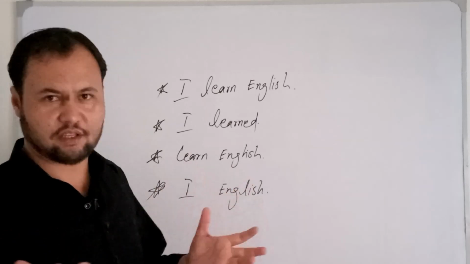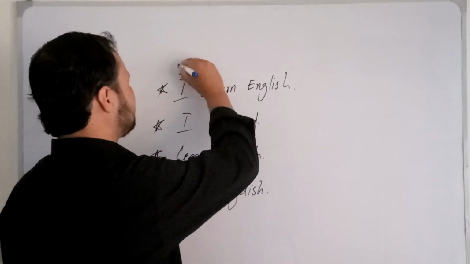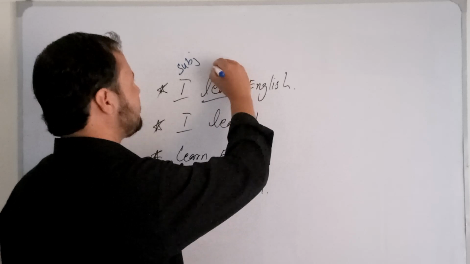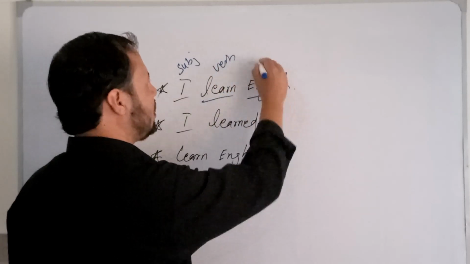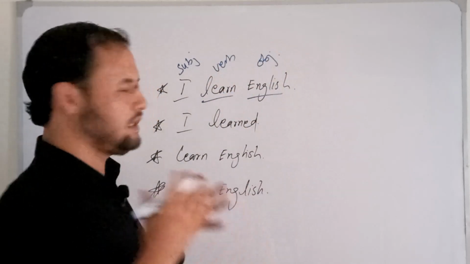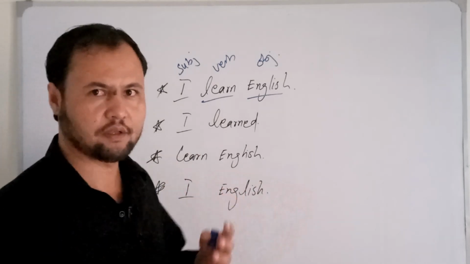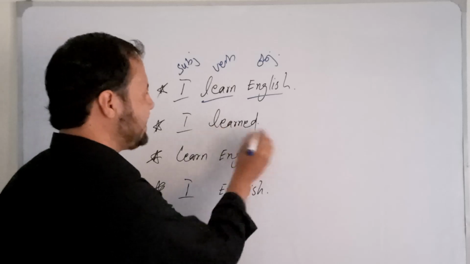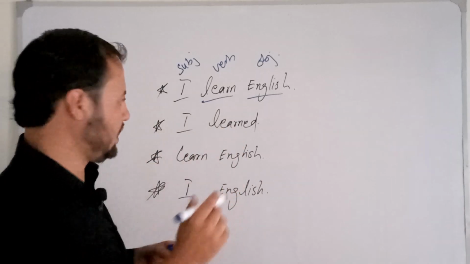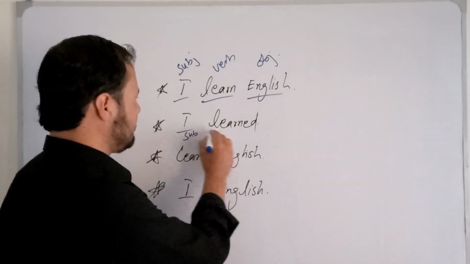I learn English. I is the subject, learn is the verb, English is the object. I learn English, the sentence is correct. It means I am learning English. I learned, somehow it is giving meaning. It is subject, it is verb.